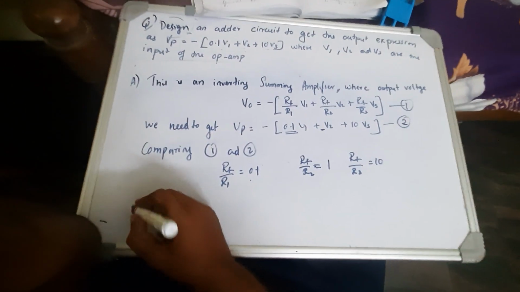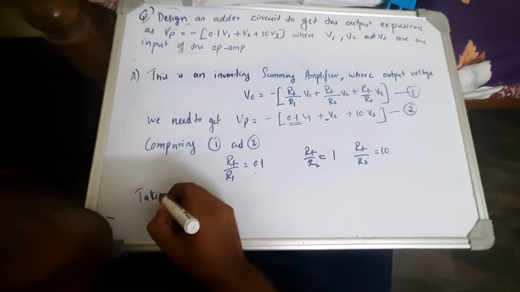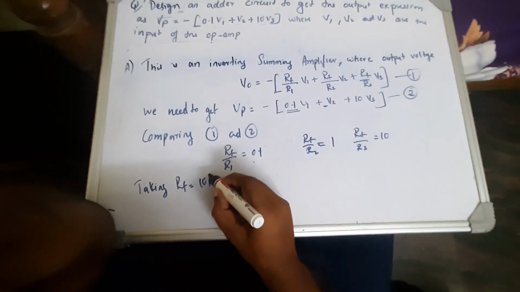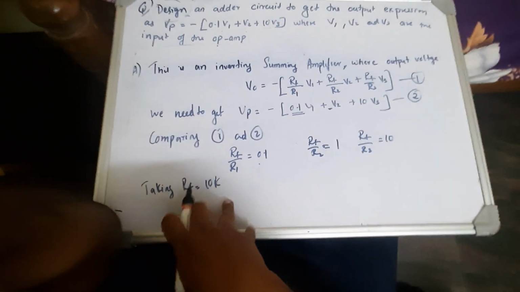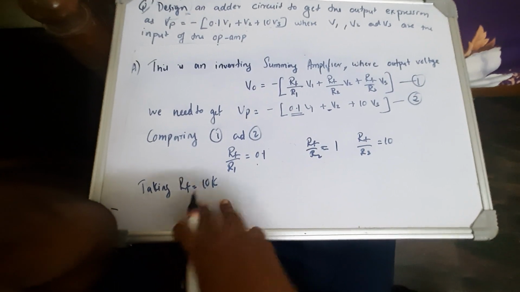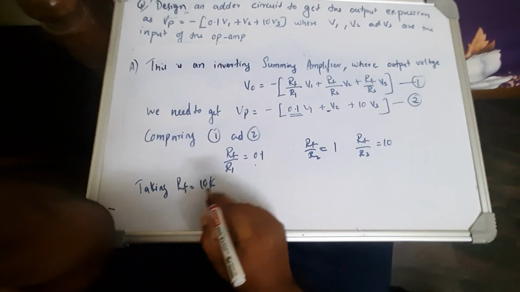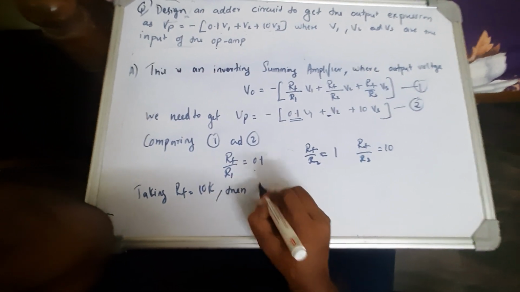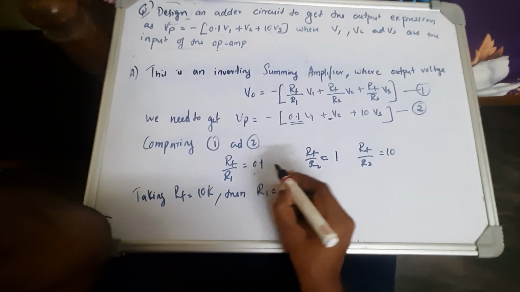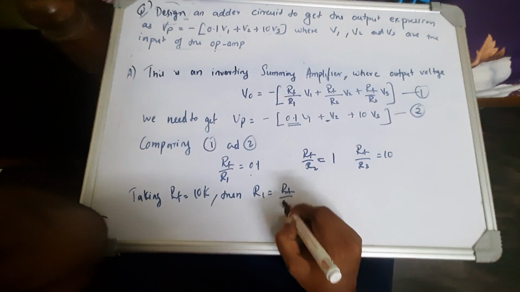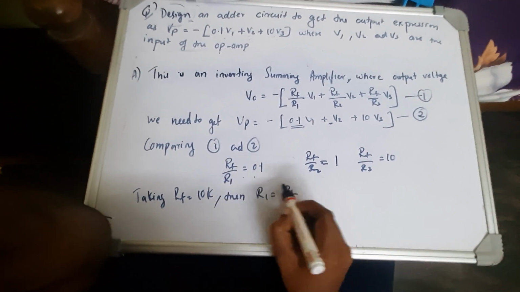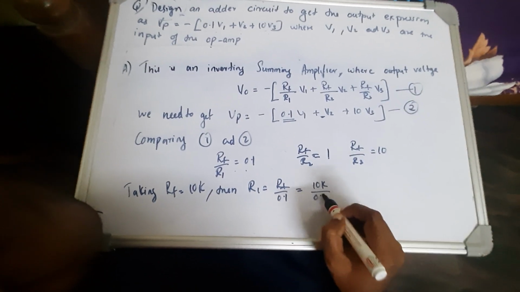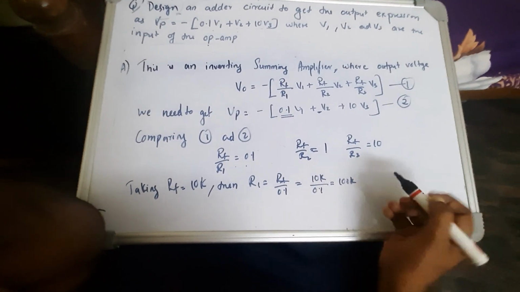So let's take Rf equal to 10k. We have to start from somewhere, so we have to assume the value of Rf. That is the feedback resistance, and we are assuming it as 10k. Then R1 equal to, what will be R1? It is Rf by 0.1, so that is 10k by 0.1, which is 100k.